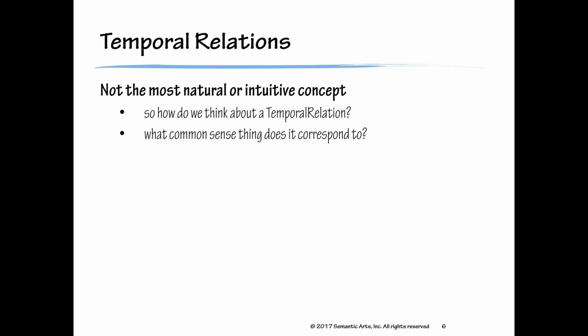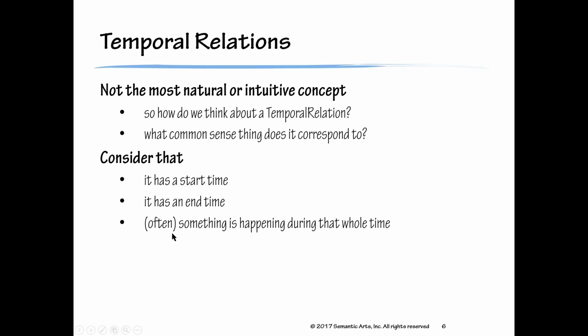Now, a relationship holding or existing for a period of time is not an everyday concept that rolls off your tongue and is super intuitive. So the real question is, how do we think about temporal relation? What is it really, and how do we put it in the ontology? What common sense thing does it correspond to? Well, let's look at it. It has a start time, it has an end time, and often something is happening during that time.